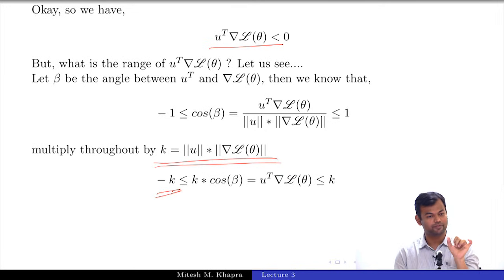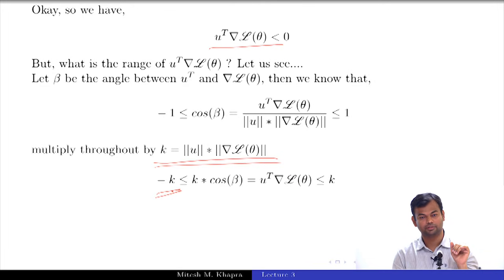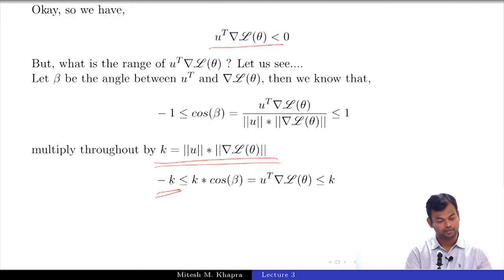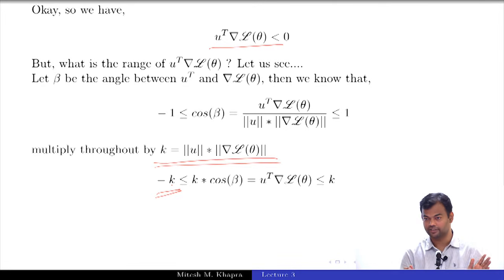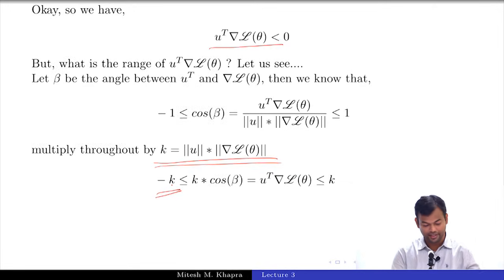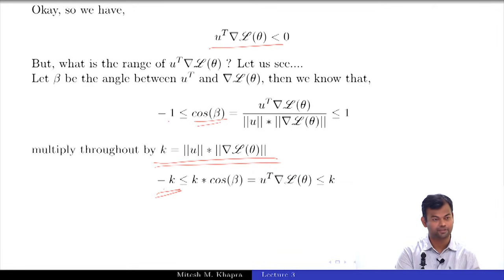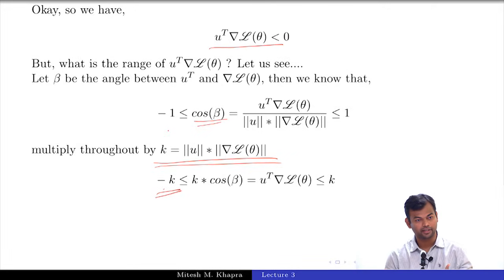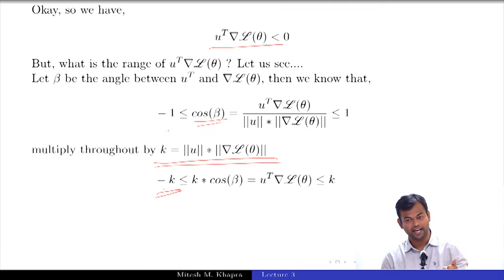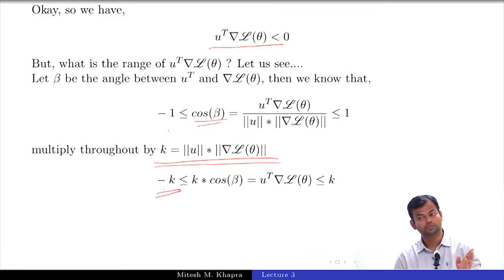What is that one phrase which you have marked up? Move in the direction. Okay, now think of that. What would happen when this is the most negative it can be? What would the angle be? 180 degrees. How many of you get that? Because when this is the most negative, that means the cos beta is actually -1. And when is cos beta -1? When the angle is 180 degrees. That means u should be such that it is at 180 degrees to the gradient.